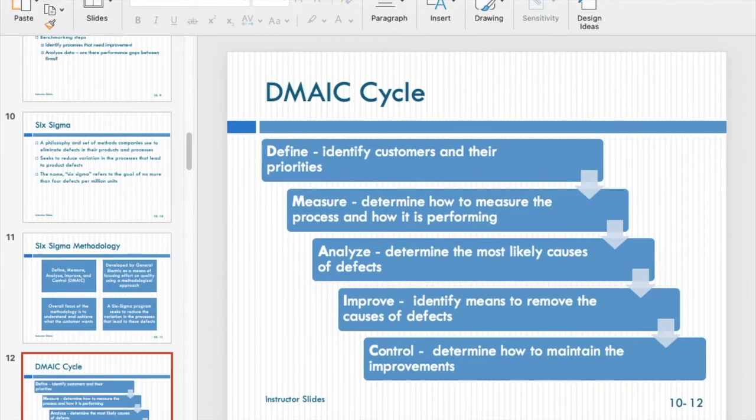And actually, this process may take a lot of time and a lot of effort from different experts. Once we figure out the most likely or a few important causes of defective products, we get into the fourth step, which is improve. Since we figured out the causes, we're trying to remove the causes of defective products.